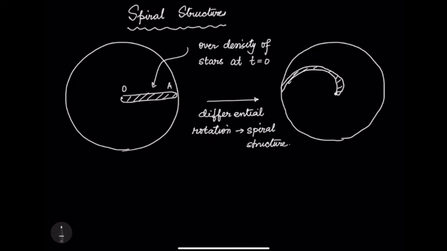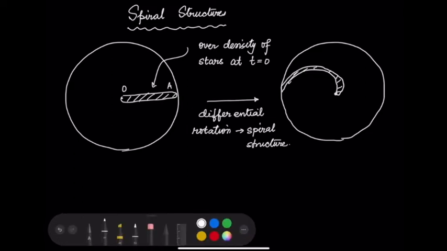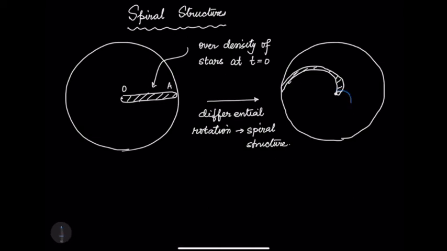Okay. Now the spiral structure can be this way. The rotation can also be this way. It depends on how the disk is rotating. So what I'm drawing here with this dash shaded region is the overdensity of stars. That's what a spiral structure is by any means. It's the overdensity of stars.